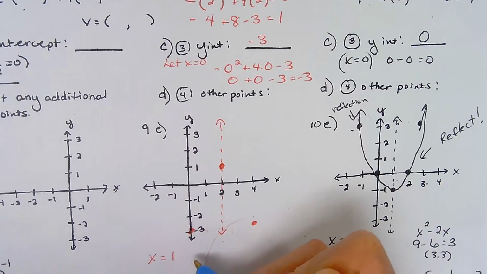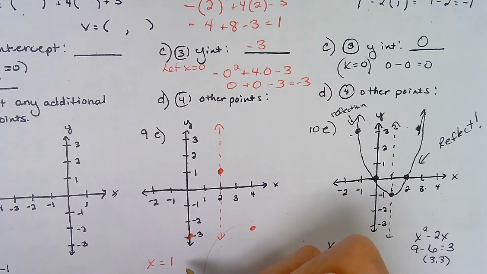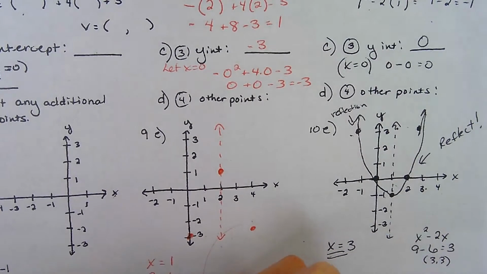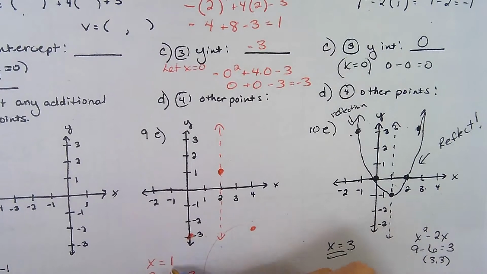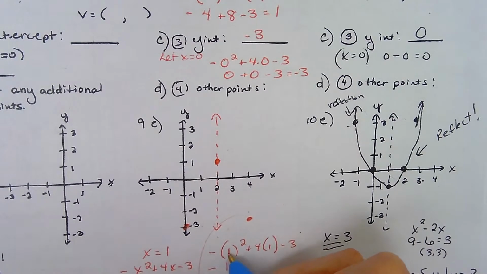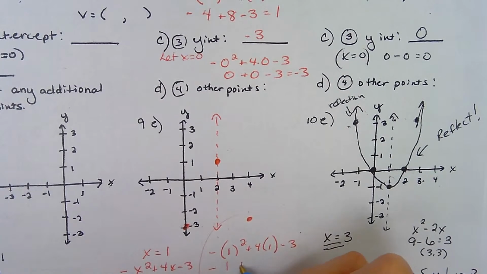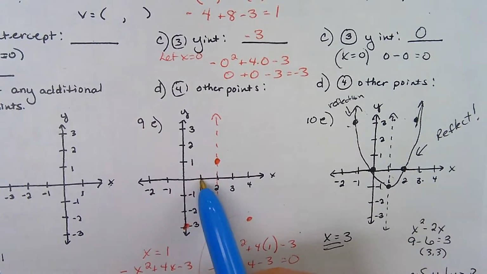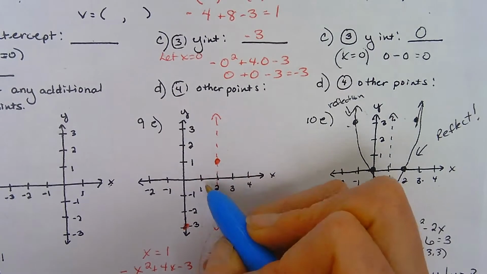so you can't really see it very well. The function is negative x squared plus 4x minus 3. So I'm going to put x equals 1 into there. The opposite of 1 squared plus 4 times 1 minus 3. 1 squared is 1, so it's the opposite of that. Plus 4 minus 3. That's 3 minus 3 is 0. So if I put 1 into the function, I get 0.